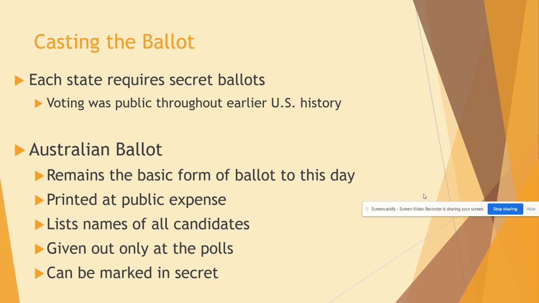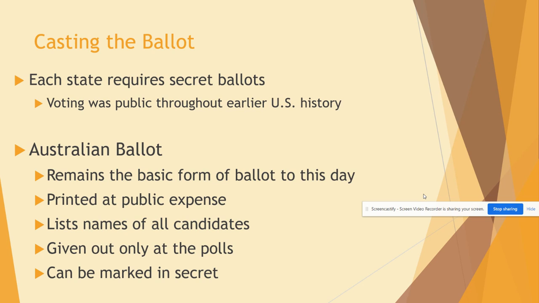It has to list the name of all the candidates, even people who are running as independents or as minor parties. So that's why you're going to get a ton of candidates to vote for president, not just Republicans and Democrats. It has to be printed at public expense, meaning the money we pay in taxes covers the ballot, so you don't have to buy your own.